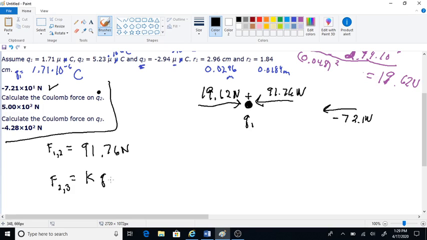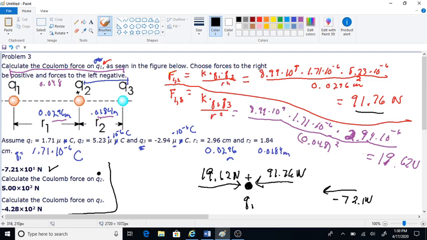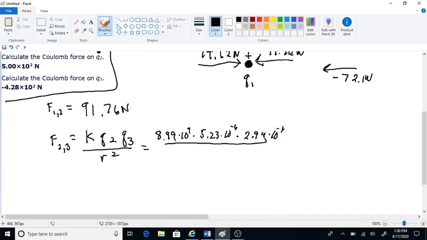Now, we do have to calculate this one because we've not done this one. K times Q2, Q3, over the distance squared. This is 8.99 times 10 to the 9th times 5.23 times 10 to the minus 6th times 2.94 times 10 to the minus 6, all over, but be careful, this is just that singular distance. It's just this one here, 0.0184 for me. So it's 0.0184 squared. And when we do this, I get 408.29 newtons.